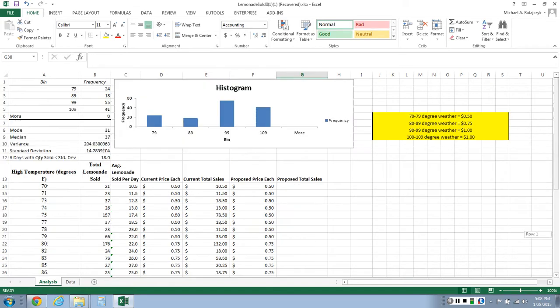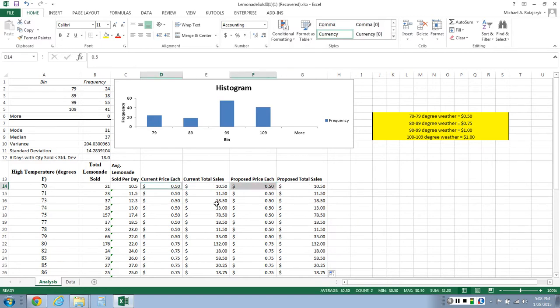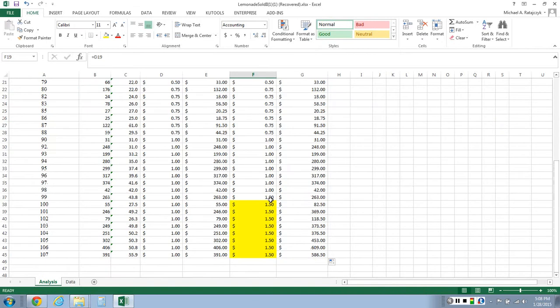We're going to do the same thing we did before. We're going to take price each times quantity sold, total lemonade sold, and bring that down. As you can see here, 1050 and 1050, they're the same. That's because we didn't change the price. But down here, we have a little more work to do.